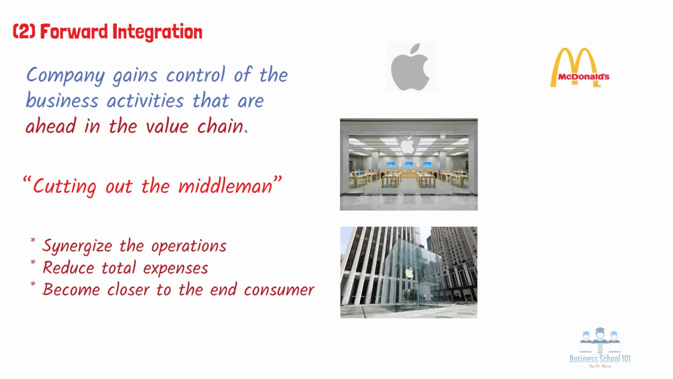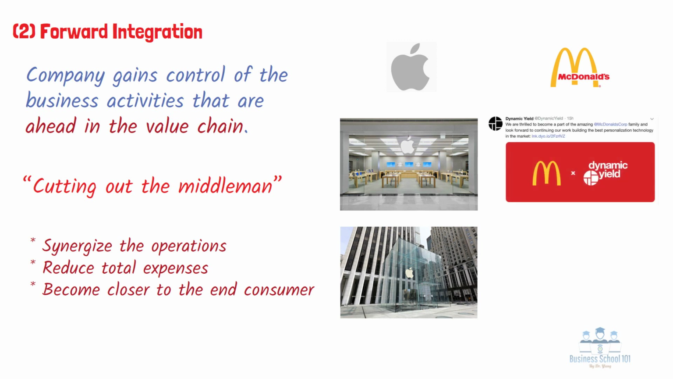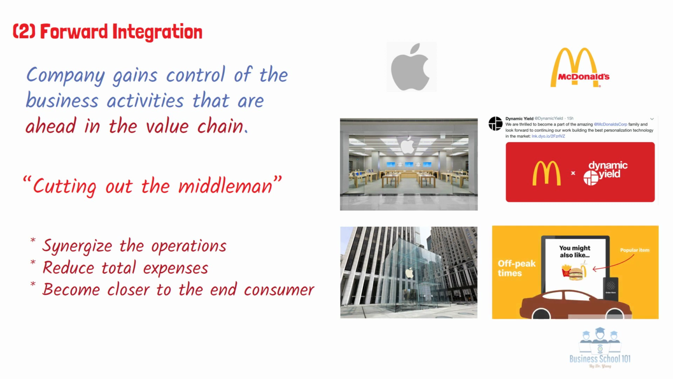Second, McDonald's. McDonald's acquired a tech company called Dynamic Yield in 2019. McDonald's plans to improve their digital customer experience touchpoints with this acquisition. The technology allows menus at McDonald's drive-thrus to change based on different factors including weather, current traffic, and more. This is another example of forward integration.